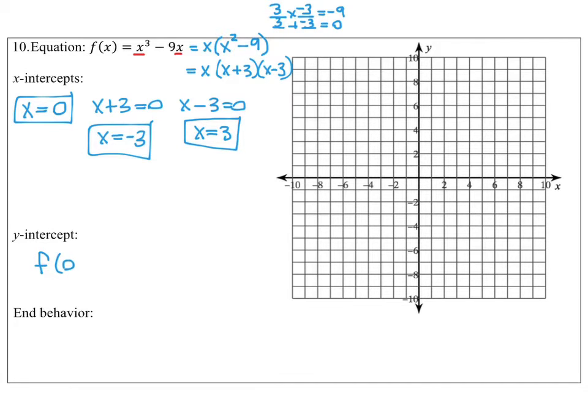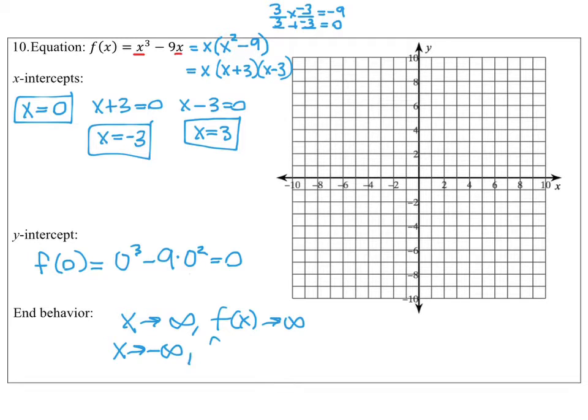Y-intercept is f of 0, which is 0 cubed minus 9 times 0 squared, which is just 0. End behavior, odd degree with positive leading coefficient. We've done a bunch of these already. Up to the right, down to the left.